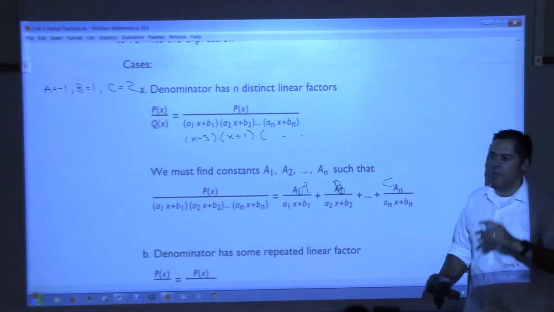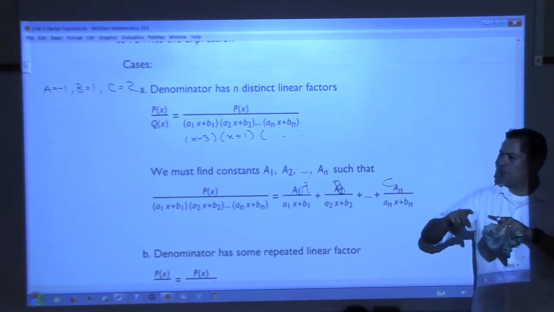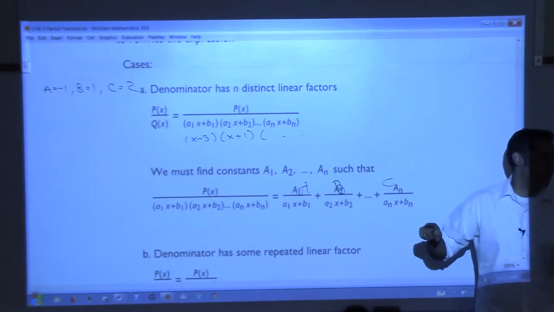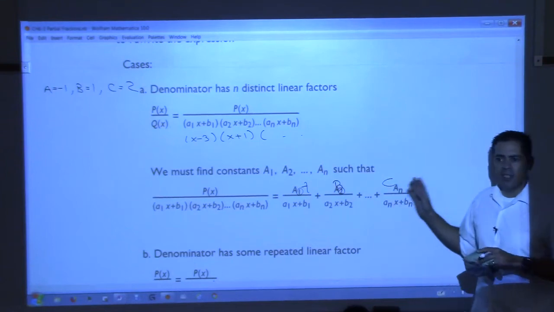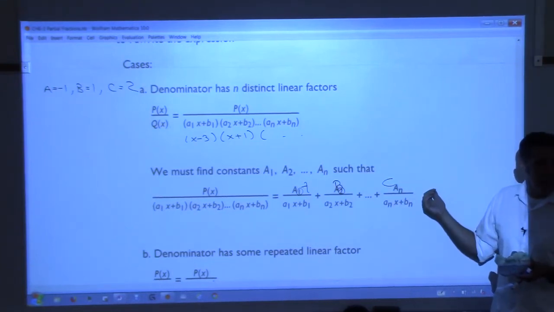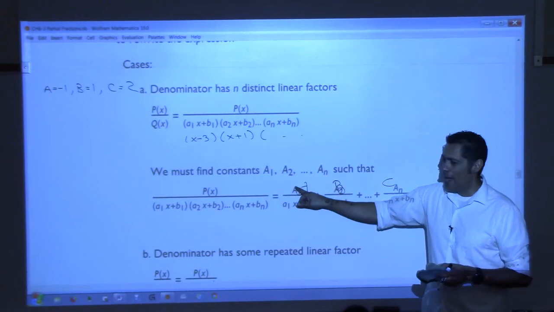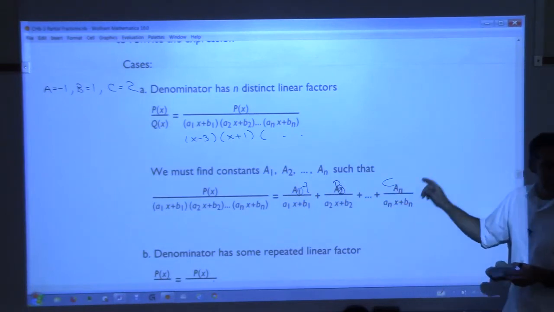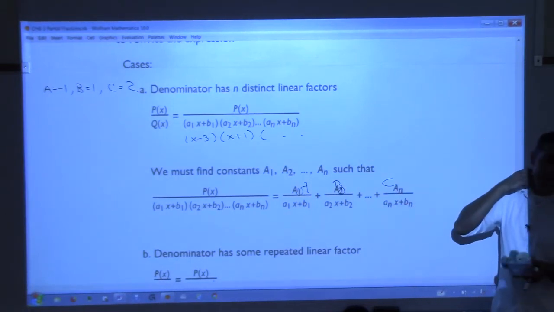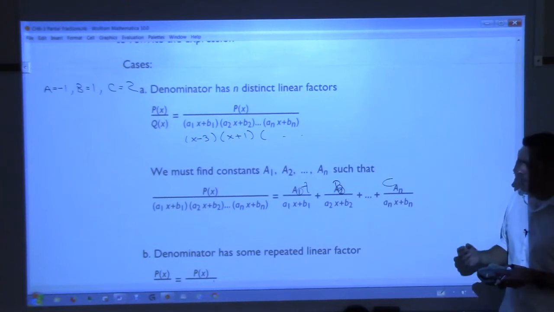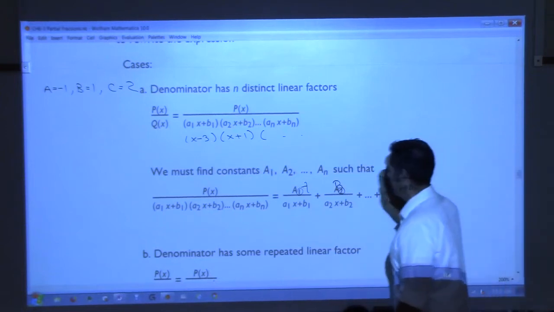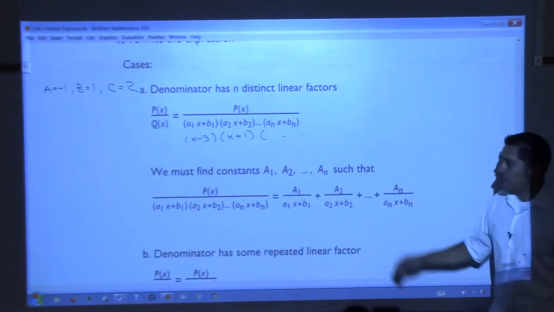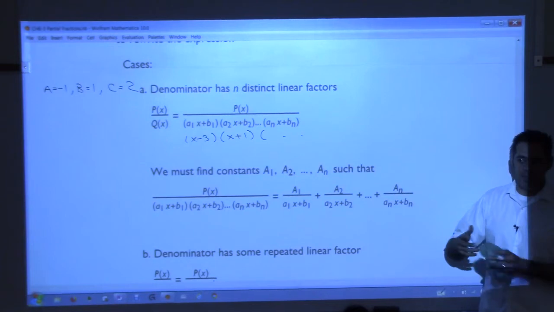What if you have a rational function where your denominator has 100 distinct linear factors? You're going to run out of letters, right? A, B, C, D, E, F, G. You're going to run out of letters, right? But if you subscript them, A sub 1, A sub 2, A sub 3, you'll never run out. That's why we do it. It's not for torture. It's because mathematically, we run out of letters. Now I use A, B, and C here because you're never going to get a system that's going to have 26 unknowns.